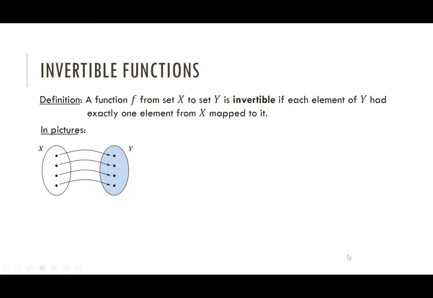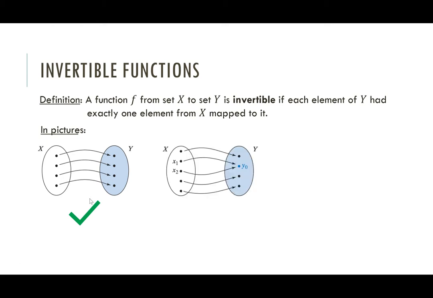In this first example, is it the case that every element of y only has one element of x mapping to it? Yes. Here the idea is kind of like, if you reversed the arrows, would it look like a function? And so yes, each one of these elements of y has only one element of x getting mapped to it. So that is an invertible function.